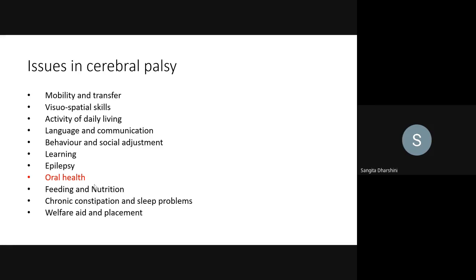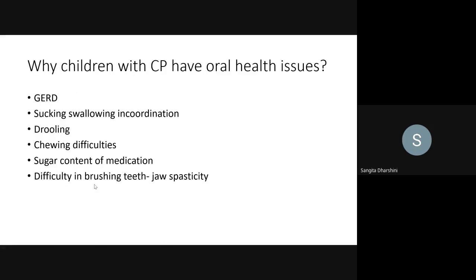So we may wonder why children with CP actually have oral health issues. Kids with cerebral palsy have higher risks of gastroesophageal reflux disease, mainly the dystonic type of CPs, but even the spastic type. So the usual way, we get a history suggestive of GERD, and if we think clinically it's GERD because it's a very high incidence, we treat them with anti-reflux medication and also food adjustment.